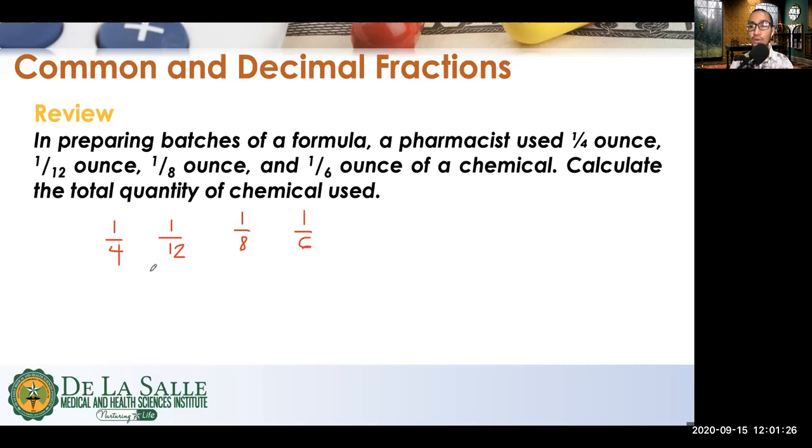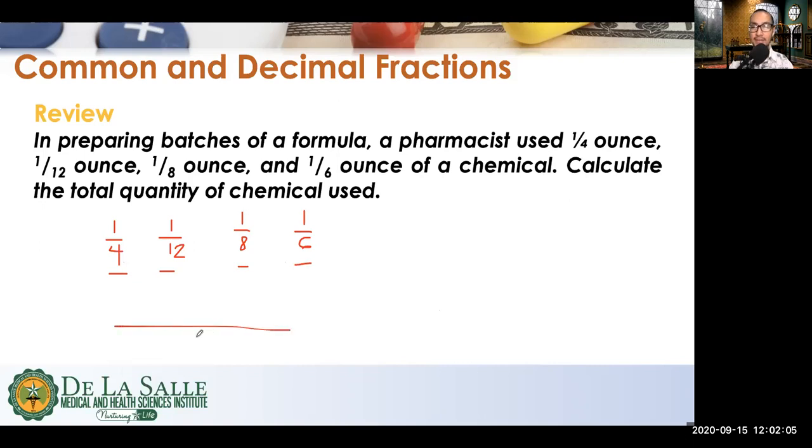First, you need to convert all these fractions into fractions that contain the same denominator, because the only way that you can add them or do operations on them is by converting them into fractions that have the same denominators. So we will find the least common multiple of the denominators: 4, 12, 8, and 6. What is their least common multiple?